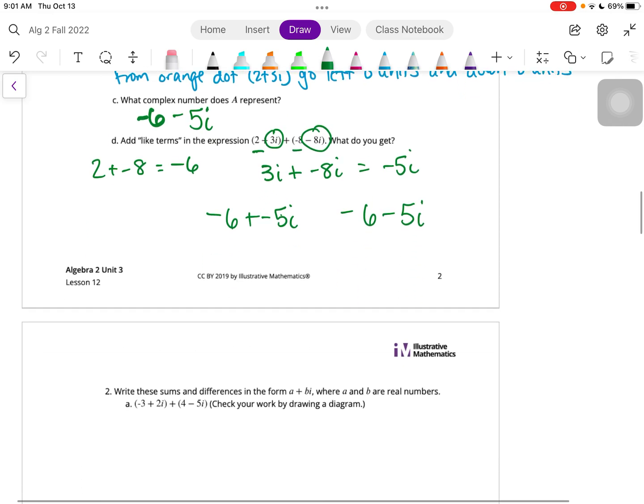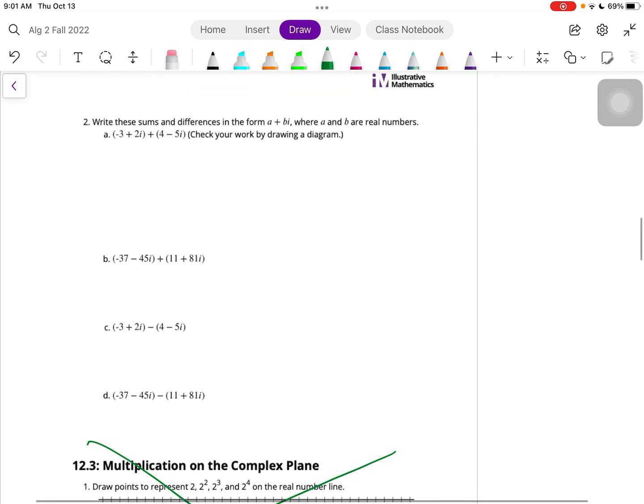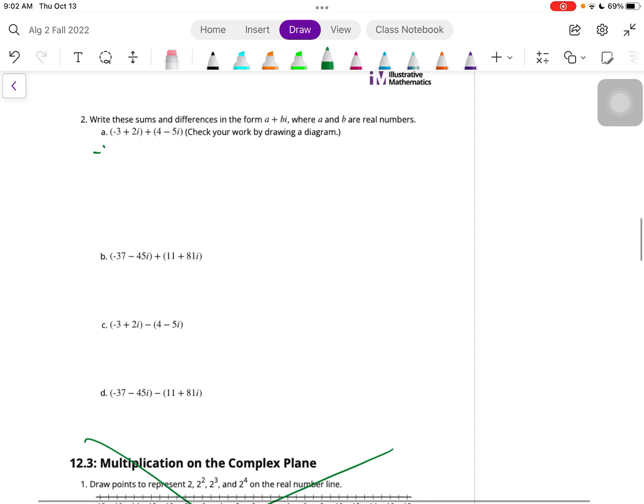All right, so now let's take a look at number 2. Write these sums and differences in the form a plus bi, and we just talked about that, where a and b are real numbers, okay? So for part A, sorry, we have negative 3 plus 2i plus 4 minus 5i. Because we're adding, we can just drop the parentheses and it's fine. All right, so we have negative 3 and 4 gives us 1. And then 2i and negative 5i is negative 3i.